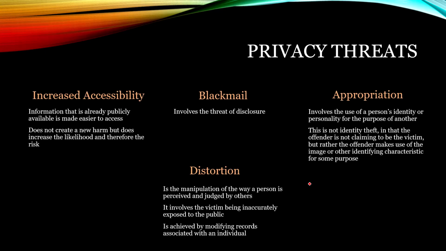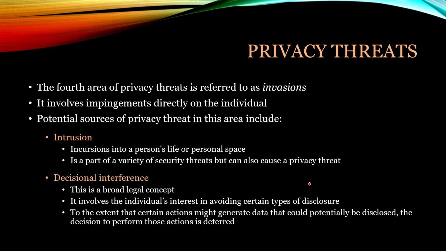Increased accessibility is basically information that is already publicly available, but it's made easier to access. Blackmail, again, involves the threatening of disclosure of information. Appropriation involves the use of the personally identifiable information and personality of that person for another. Distortion is the manipulation of the way a person is perceived and judged by others. And again, all of this goes back to intrusion and decisional interference.